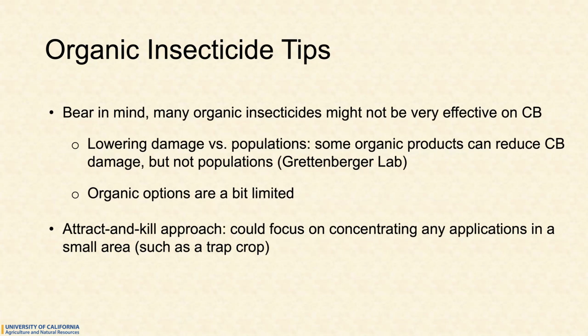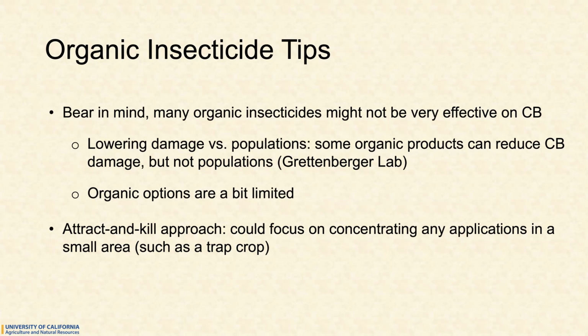So for some tips, if you're going to use organic insecticides, just bear in mind, a lot of them might not be very effective on cucumber beetles, and there's an important difference here between lowering damage versus populations. So some organic products can reduce cucumber beetle damage, but maybe not actual population levels. This is a really helpful note from Ian Grettenberger and his lab. He's done a ton of research on cucumber beetles here in California. He's with UC Cooperative Extension as well at the statewide level, focusing on insect pests and vegetables.